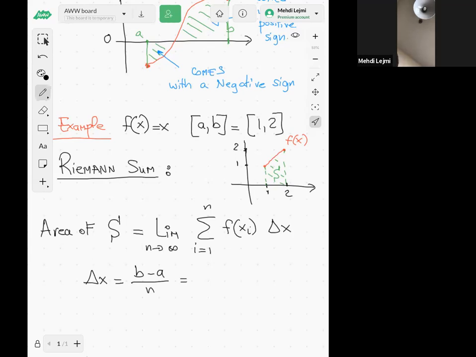So b, of course, would be, b is 2 and a is 1, so that's 2 minus 1 over n. So that's equal to 1 over n. That's delta x, right? Okay, we got our delta x. Now what about f of xi?